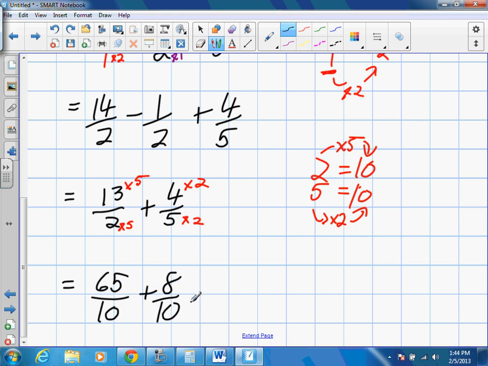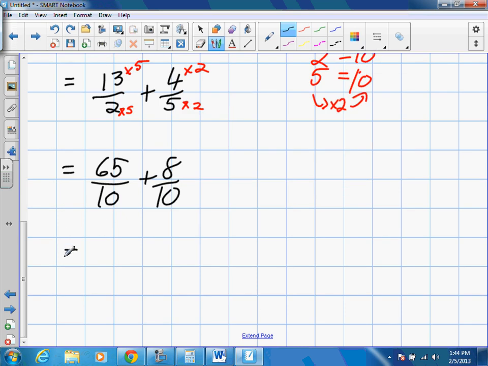Again, our denominator is going to be the same because we're adding and subtracting fractions. We'll get into multiplying later. And I add the two top terms, we're going to end up with 73 over 10 as our final answer. Okay?